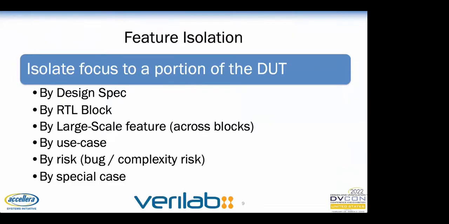We can isolate real-world use cases. We can also isolate portions of the design that are more complex and have a higher chance of having bugs. And we can isolate special cases like corner cases and stress cases. As we isolate these features, they can have dedicated sections in our verification plan. This will help keep things organized.